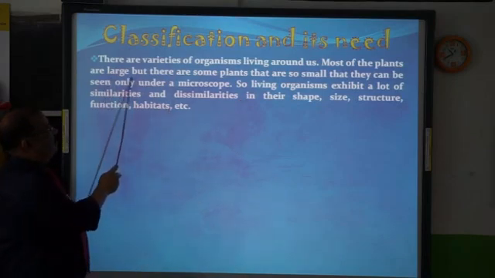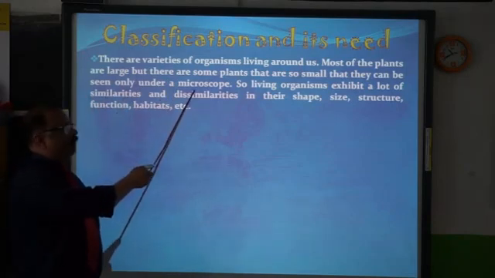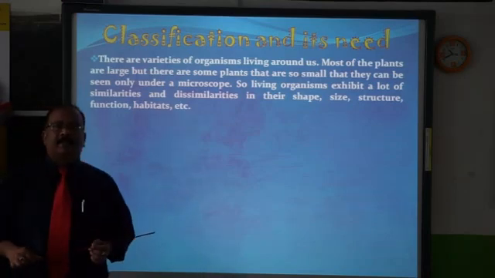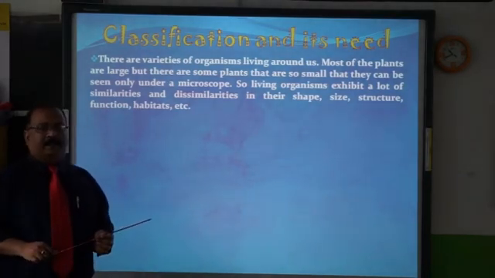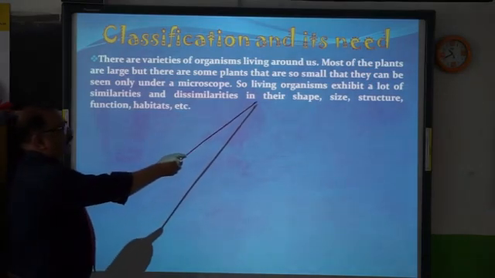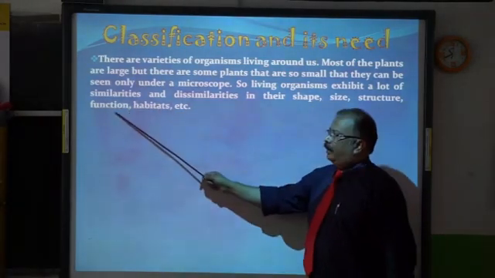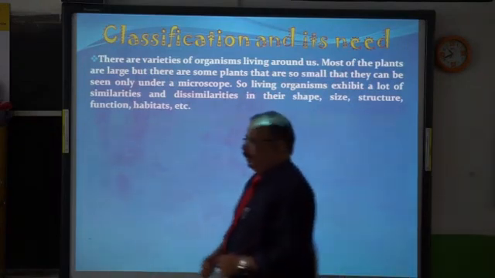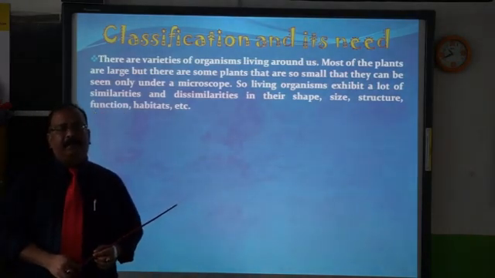Most of the plants are large, but there are some plants that are so small that they can be seen only under a microscope. So living organisms exhibit a lot of similarity as well as dissimilarity, the differences. They are similar also and they are different also in various ways, in their shape, in their size, in their structure, in their function, habitats, where they live. If you read about all these things, you will find that the organisms are different in many ways.